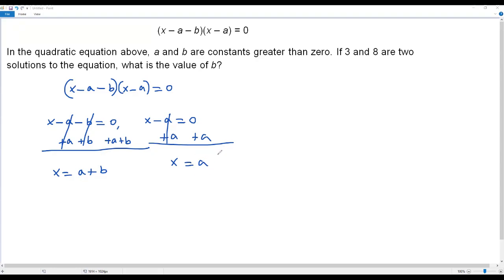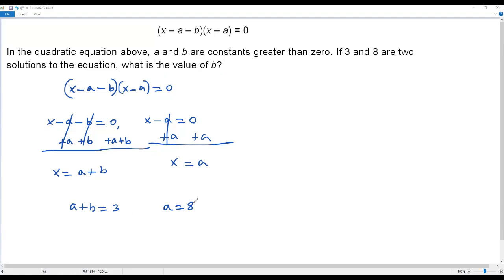But I already have the two values of x in the question, that is 3 and 8. If I consider the first one, a + b, for the first solution 3, then we get a + b = 3. And now we consider the second solution a for the second solution 8 in the given question, then we get a = 8. Now I got a + b = 3 and a = 8.